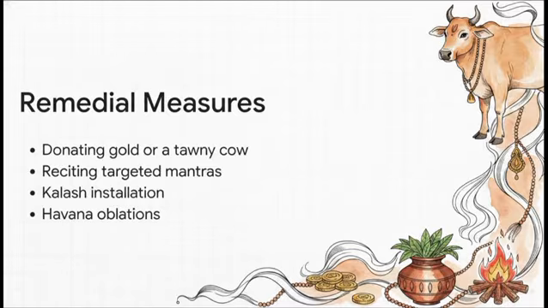The text advises specific acts of charity, like donating gold or a tawny cow. It demands the precise recitation of targeted mantras, like the powerful Tryambakam mantra, alongside that kalash installation we just talked about. And finally, specific havan oblations using prescribed fuels and cooked food must be performed. It is a comprehensive, actionable system of mitigation.